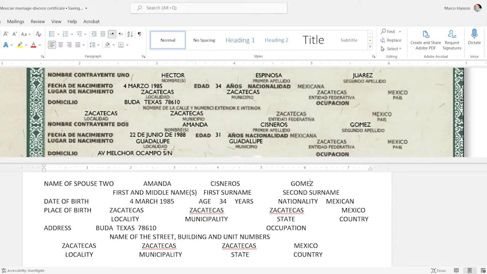Cisneros Gomez. So what if Amanda Cisneros is the one who ordered this, and she's like, oh, they put Gomez with a Z on my certificate, but it's actually Gomez with an S. Can you fix it? What do we say? Absolutely not. Absolutely not. We do not change the information, we only translate the information.